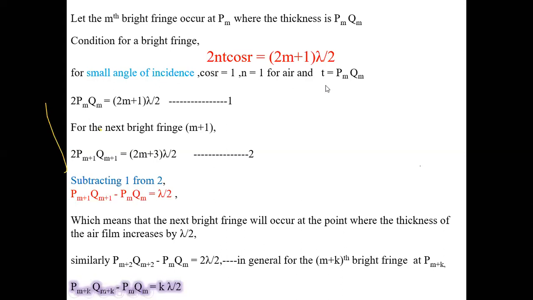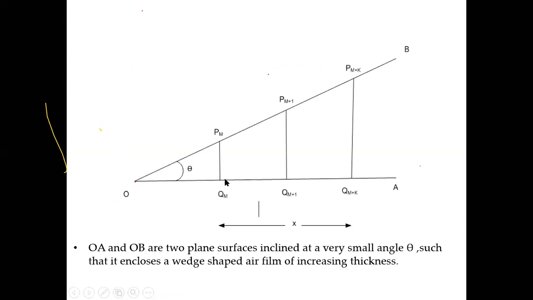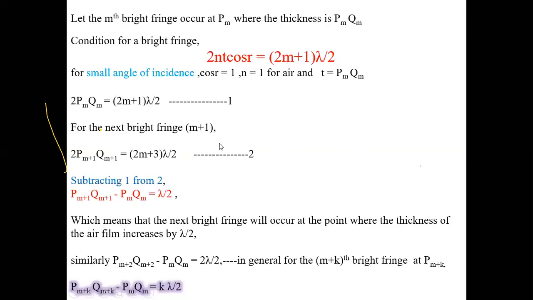And then at PM QM, in the diagram, let the thickness of the air film be some T. So T equals PM QM. So n equals 1, cos r is 1. Substituting and simplifying, I get 2T equals (2m plus 1) lambda by 2. But T equals PM QM, so 2 PM QM equals (2m plus 1) lambda by 2.